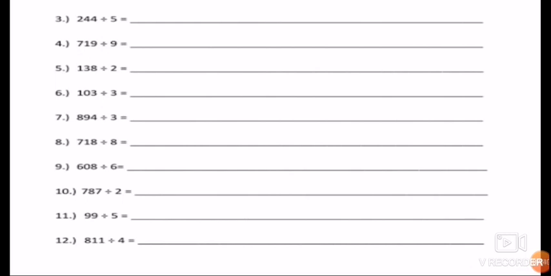Now 12th, 811 divided by 4. Okay, quickly tell me what will be the rounded off of 811. 800, yes, that will be 800. Why will it be 800? Because on the tens place you have 1, which is less than 5. So nothing will be added on the 100 place. So that will become 800 divided by 4.